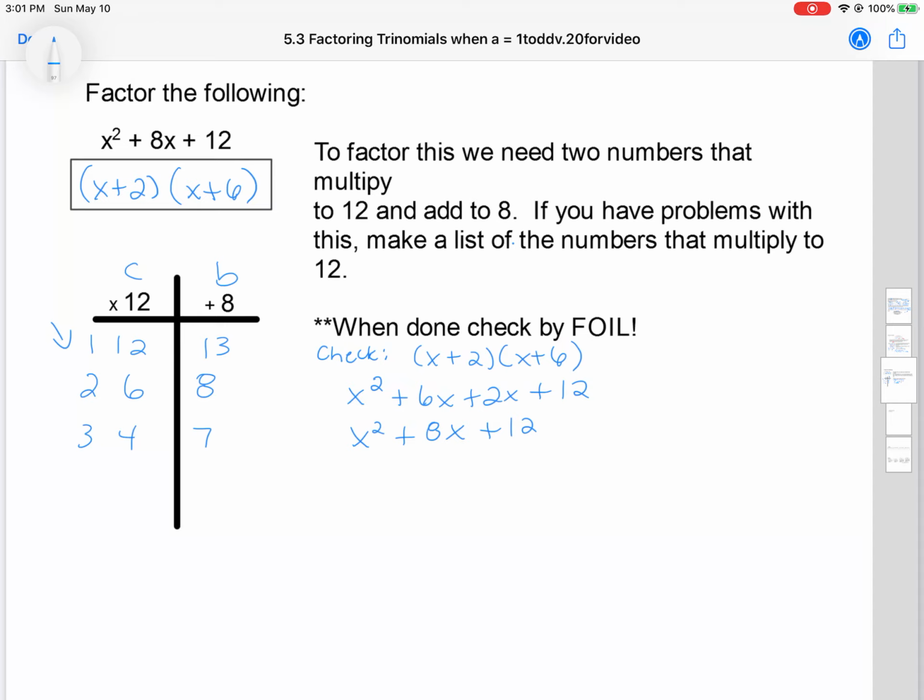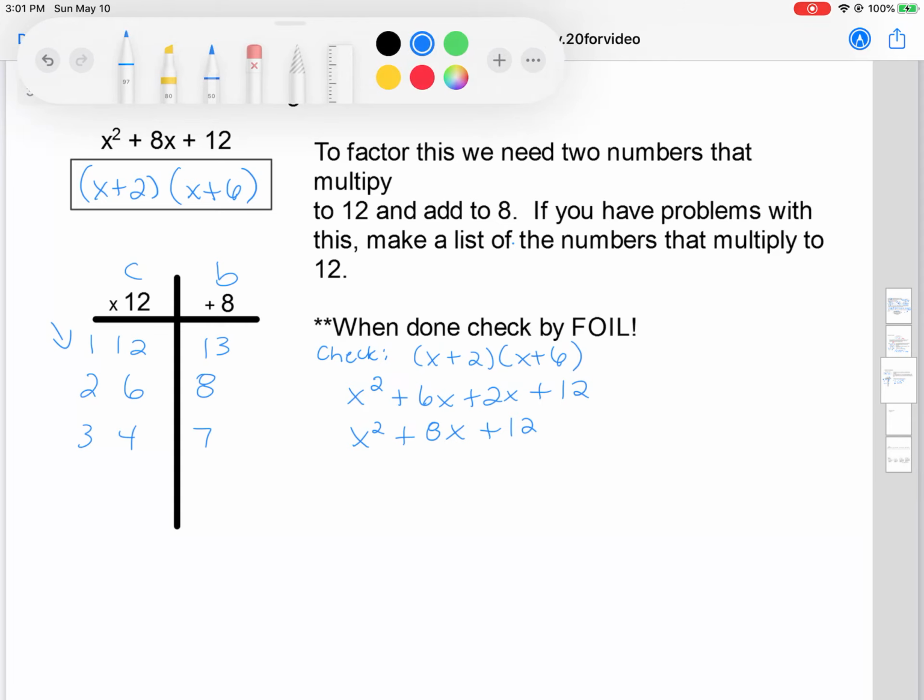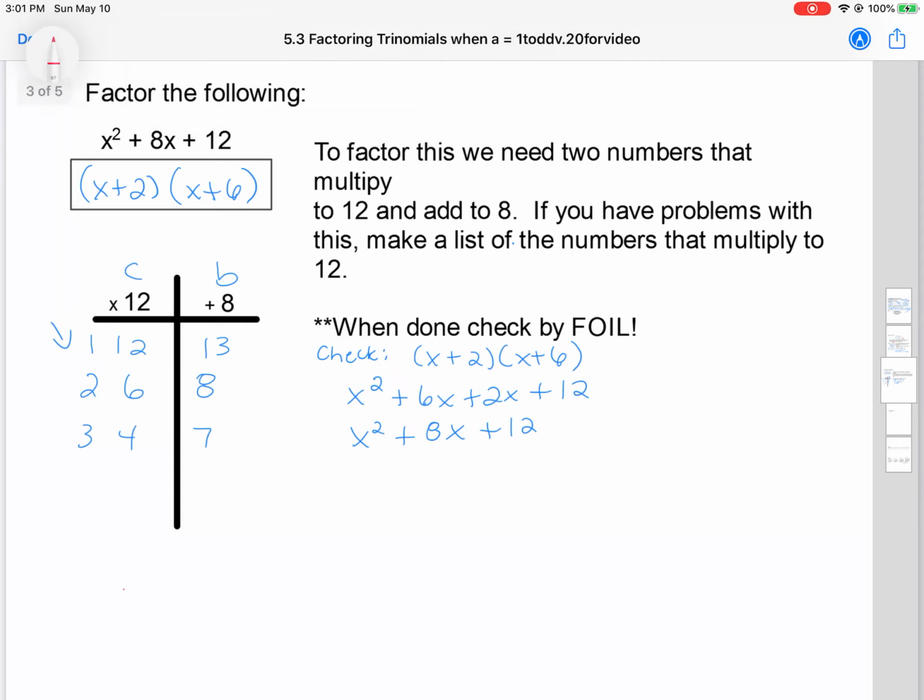Okay, so far we have only had to consider positive numbers, but really technically you could do, I'm just going to add it into our little chart here in a different color. Technically, -1 and -12 also multiply to positive 12. But not to positive 8. -2 and -6 would add to -8.